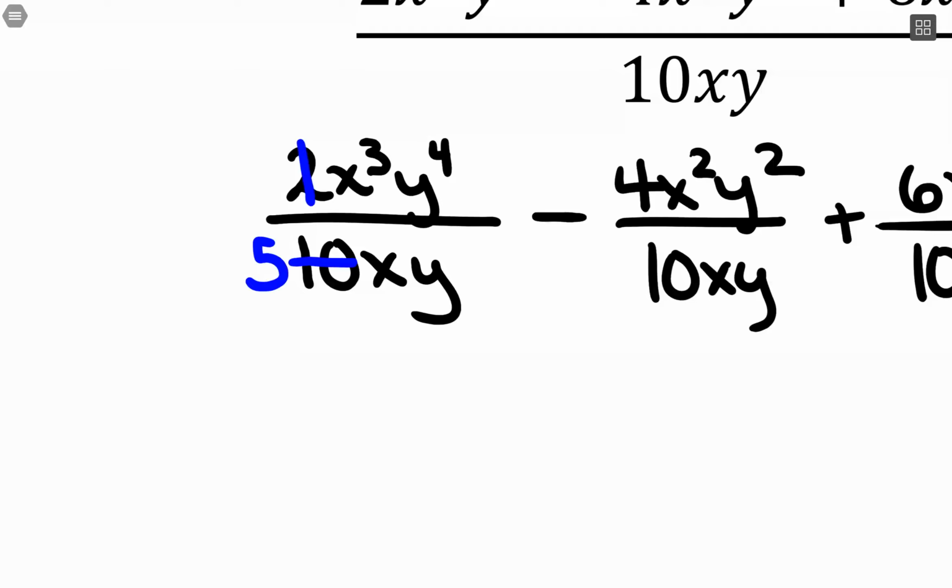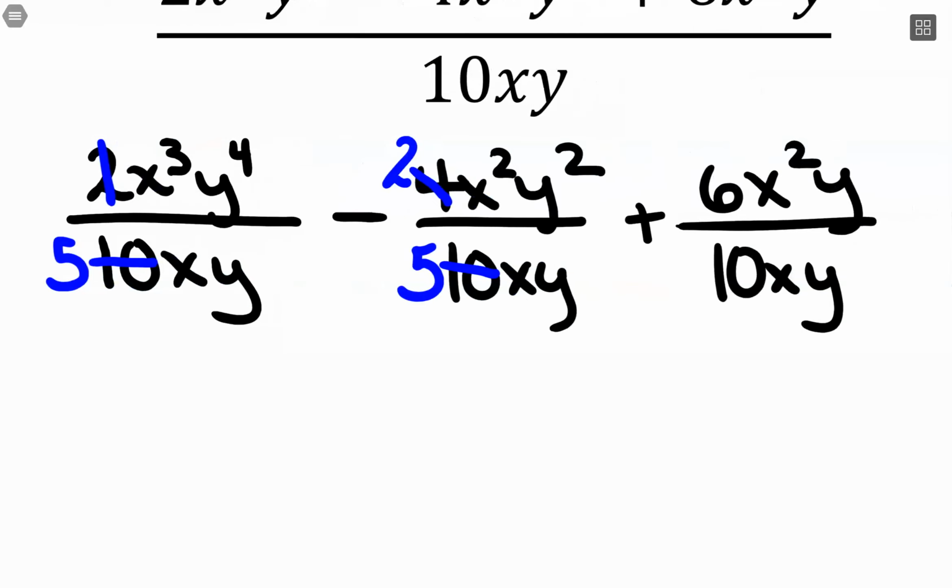4 divided by 10 would lead to a 2/5. Leave that 5 up front. 6 divided by 10 leads to 3/5. Just reducing the numerical parts there.